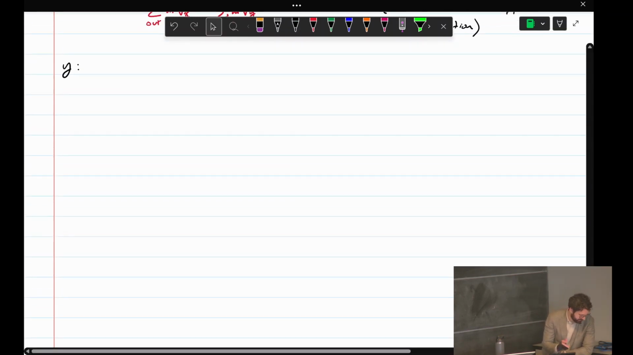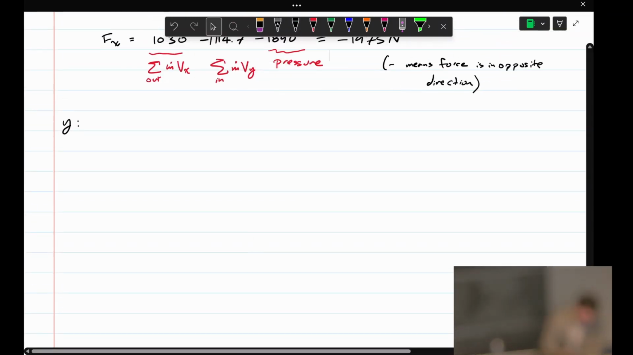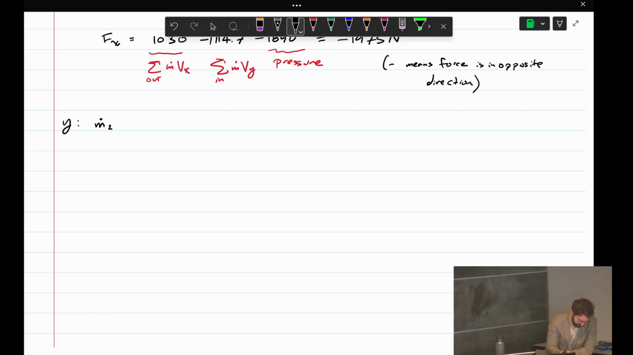I'll give you the answer now. So this is going to be m dot 2 v2 cos 30. The cos comes from the y component of this, plus m dot 3. Again, this whole thing is the first summation. In this case, this will be minus v3 cos 50.